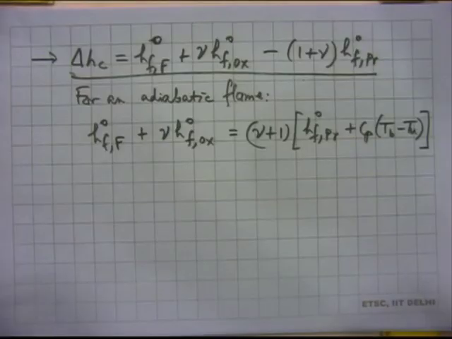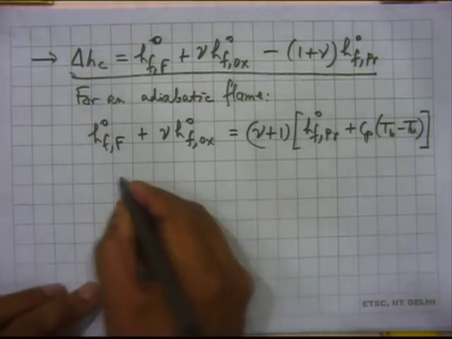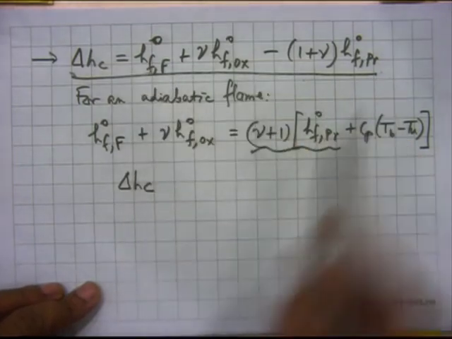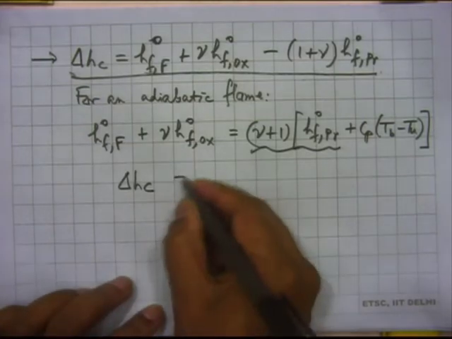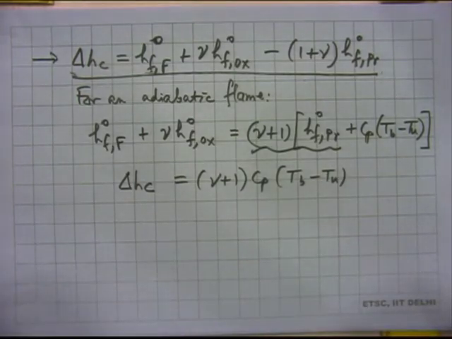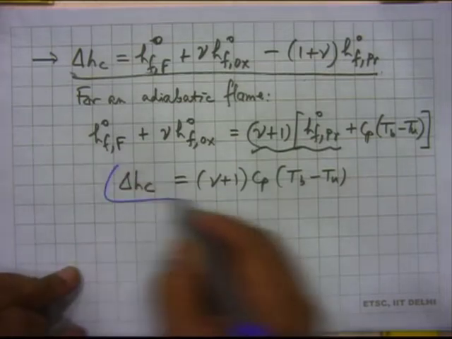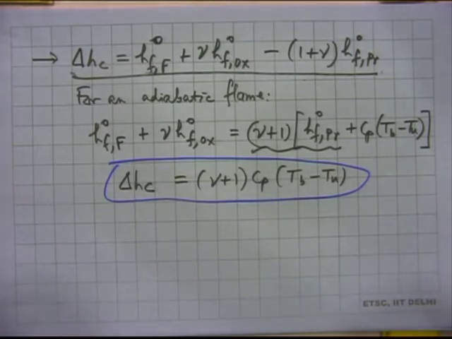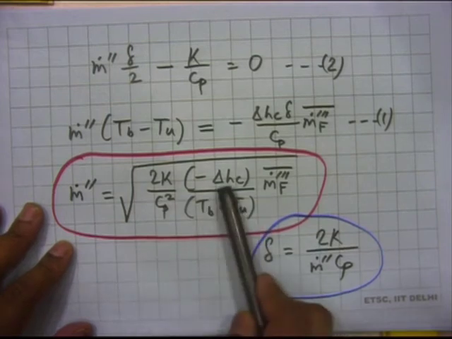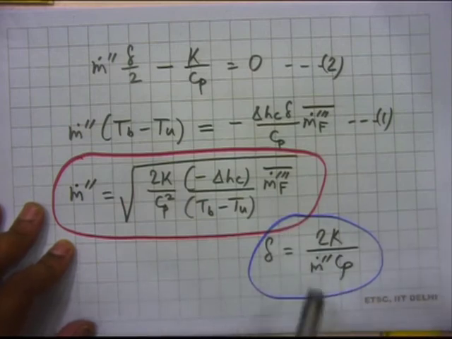So, if it is an adiabatic flame, then we can do this sort of a balance, and based on that we can take this part on the left hand side and write a delta H c, because this is what your delta H c is. Then delta H c will become nu plus 1 C p into T b minus T u, correct. So, we have already had expressions for m dot double prime and delta, correct. Now, in this m dot double prime, we just use the delta H c expression that we just now got.